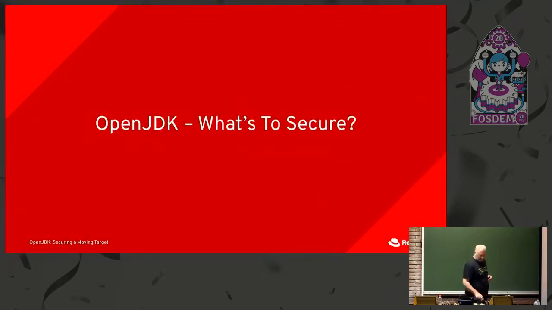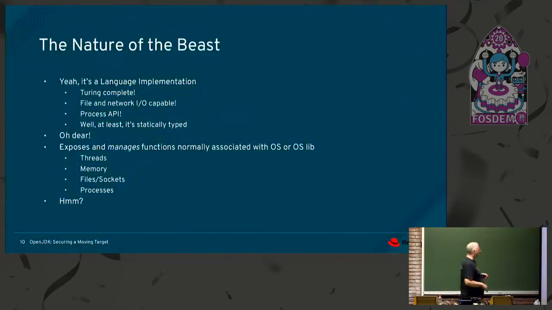That's different from other programs. So what have we got to secure? What is OpenJDK? Well, it's a language implementation. So you start with something that's Turing complete. It's file and network I/O capable. It's got a process API. So you can do anything with it.